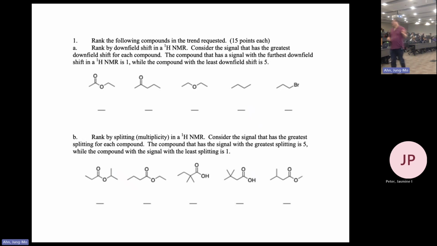We've got to read and understand the question clearly, otherwise you may get a wrong order. What this question is asking is to rank the molecules by the chemical shift. The most deshielded gets number one, the least deshielded gets five, right?